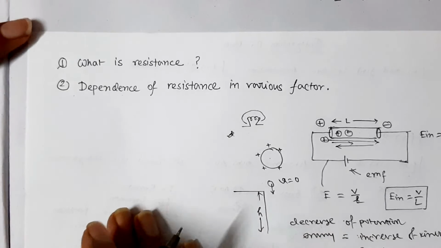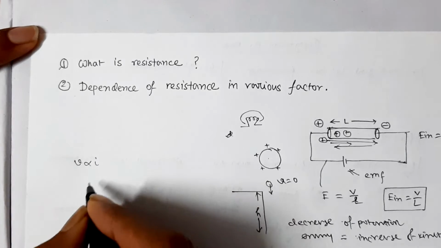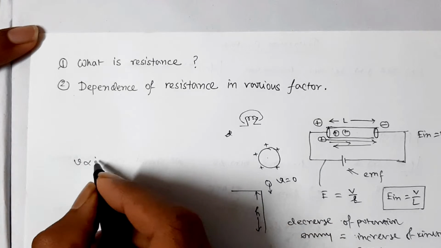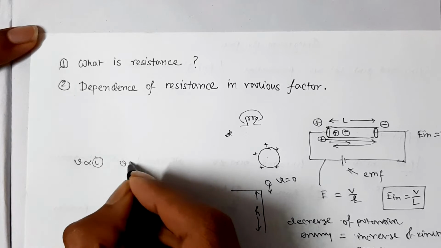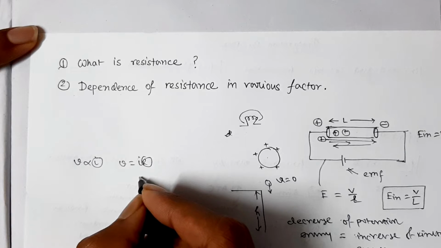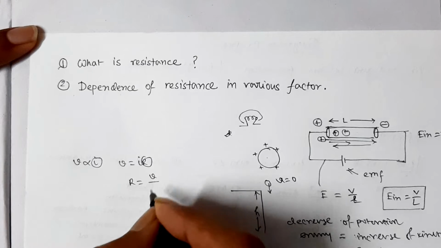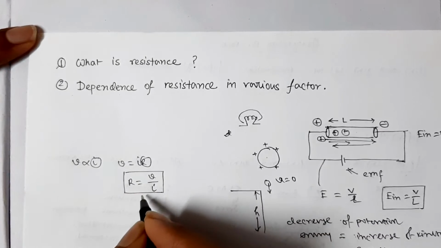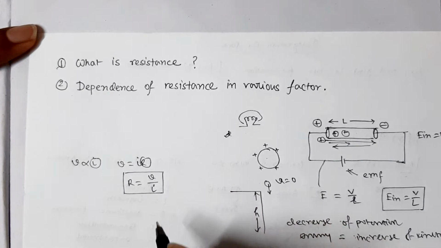According to Ohm's law, V varies as I, where V is the potential difference across the wire and I is the current flowing through it. So V = IR, where R is the proportional constant, which we call resistance, and R = V/I. This is the definition of R. It is the ratio of the potential difference to the current flowing through it.